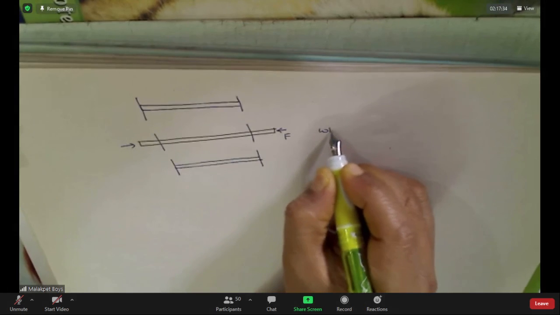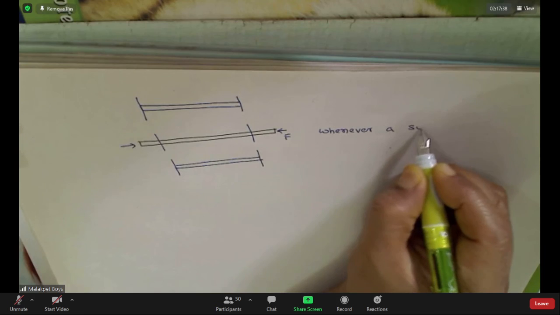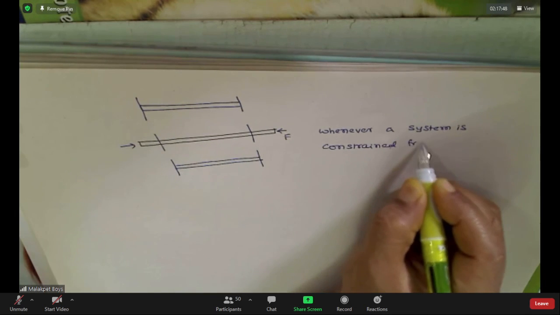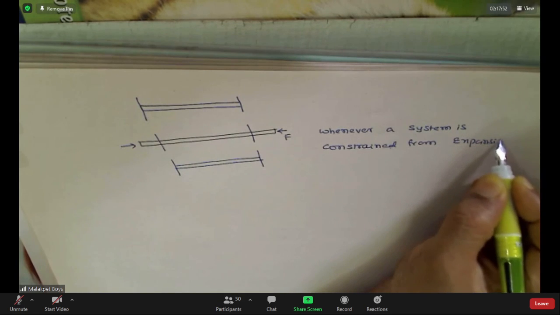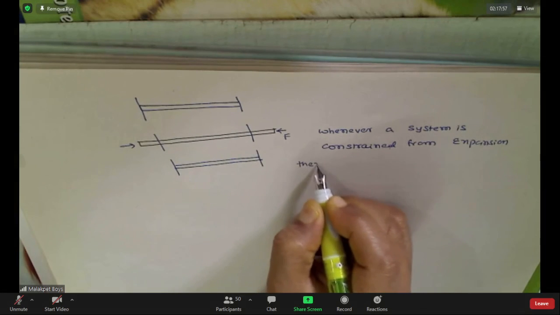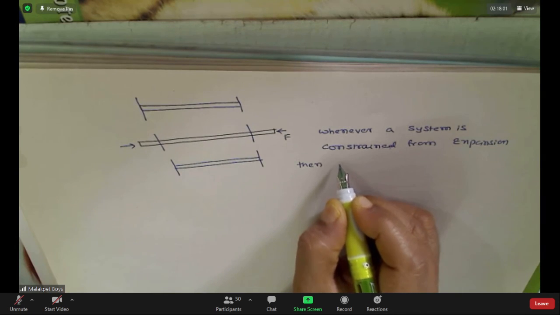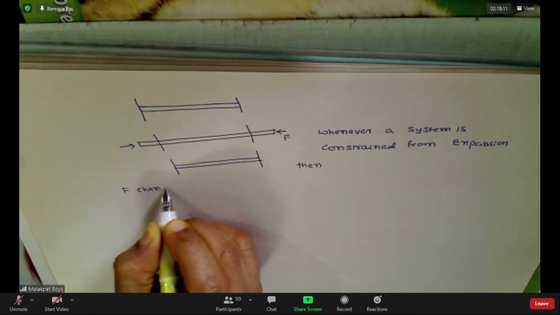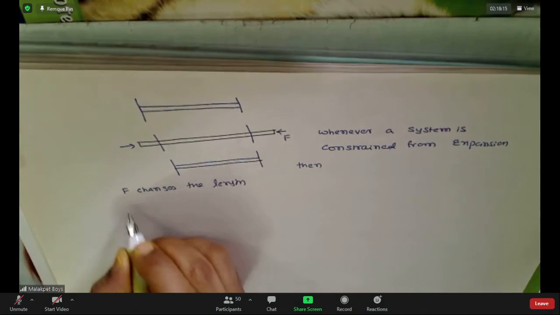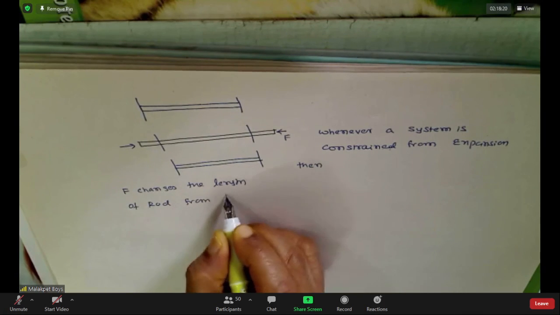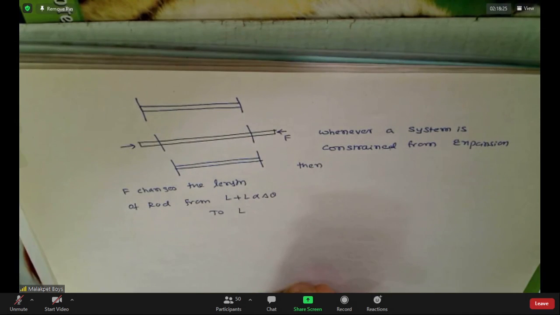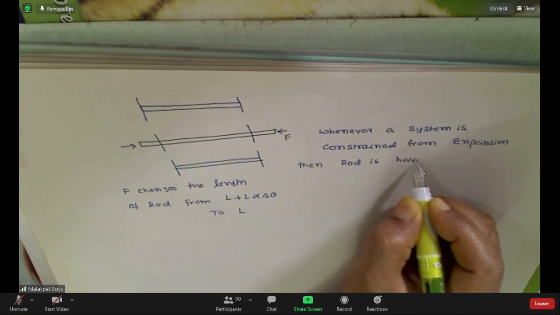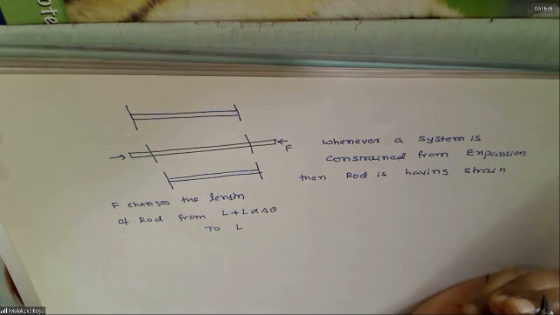That means whenever, because of this there is a strain, no? Right. From where to where? L plus L alpha delta theta to L. Agreed? Yes, sir.